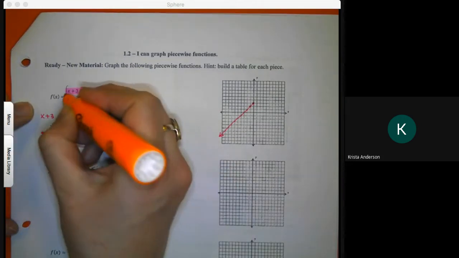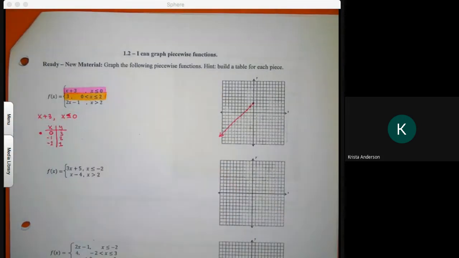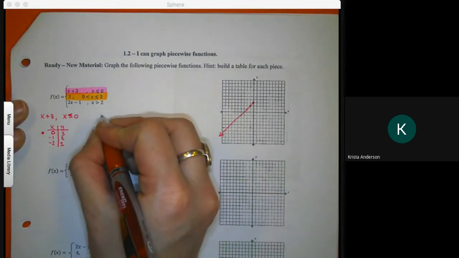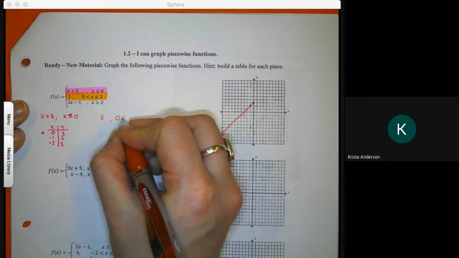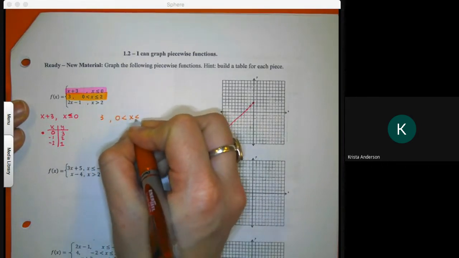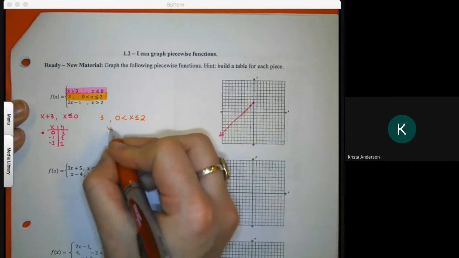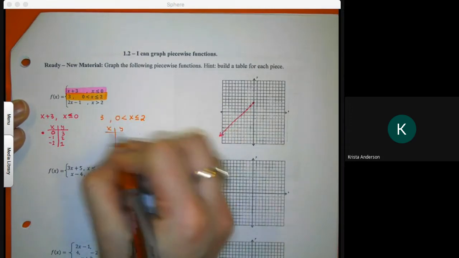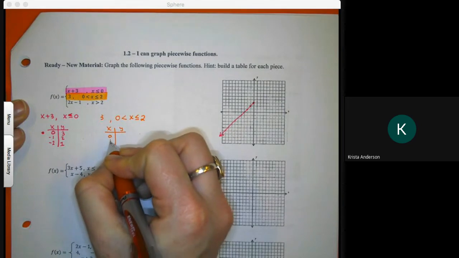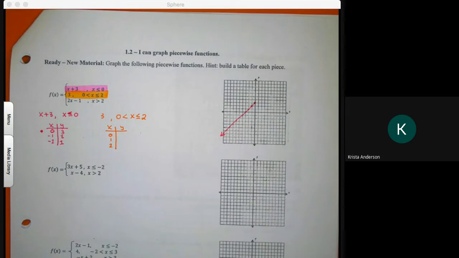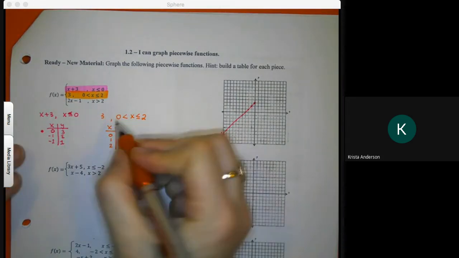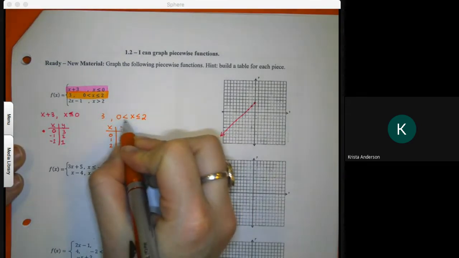Second piece. My second piece says that I have the number 3 for my equation, and it goes from 0 to 2. 0, 1, 2. I need to check what 0 is. Because there's no equal sign, 0 will have an open dot.